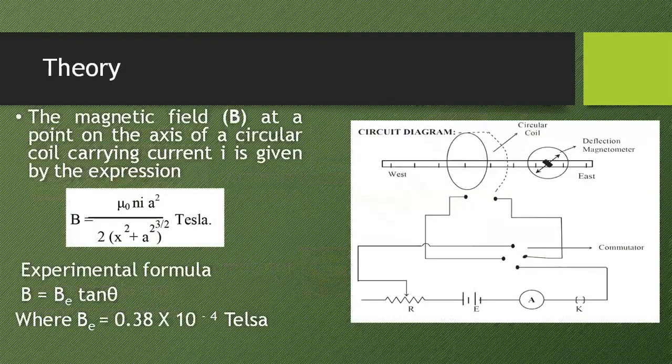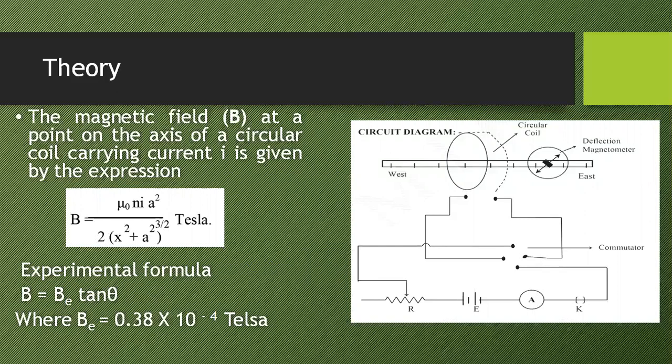The theory behind this experiment is Biot-Savart law. What is Biot-Savart law? Biot-Savart law states that a magnetic field is induced along the axis of a circular coil when current is passing through it.